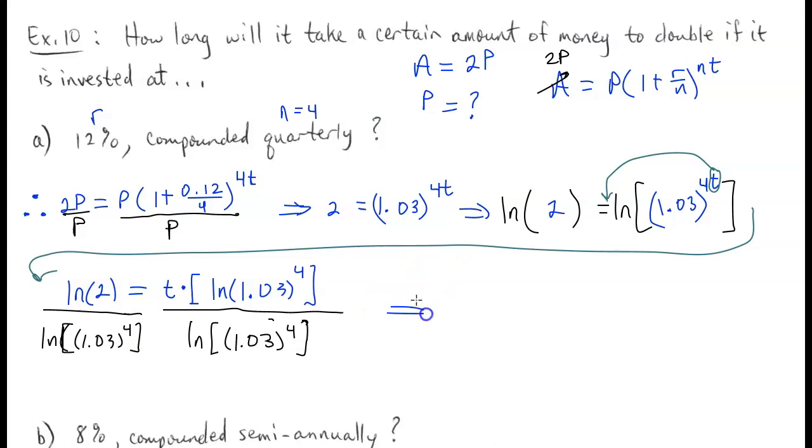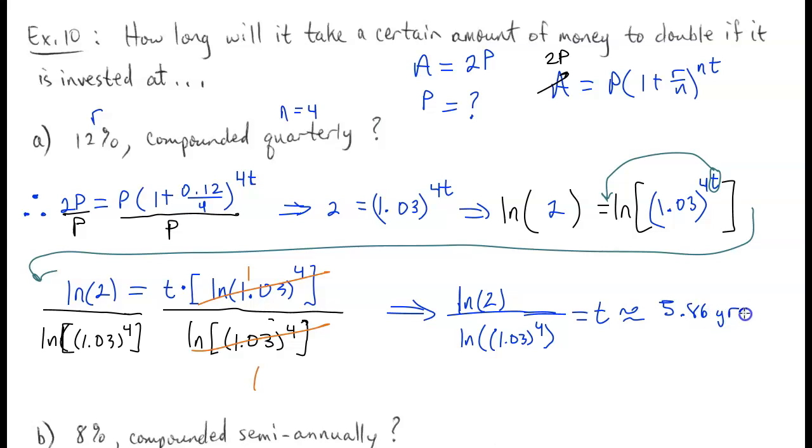So once that's done, of course, on the right-hand side, we know that all of this reduces to 1. We'll just have T. On the left-hand side, we'll just have that natural log of 2 divided by natural log of 1.03 raised to the 4. Of course, once we do all of that, a final answer here actually ends up being 5.86 years. Okay.